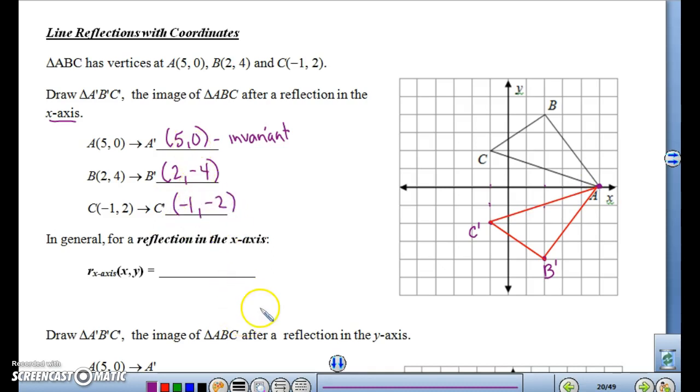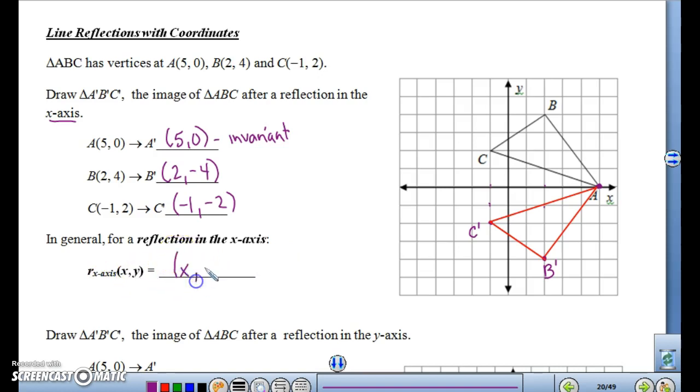Now let's look at the coordinates that we have here. We might notice something interesting about the coordinates. In general, for reflection of the x-axis, well, this is an invariant point, so that doesn't really help us, but look at B and C. B was at 2, 4, went to 2, -4. C is at -1, 2, went to -1, -2. What happened to the coordinates? Well, did the x change? No. But did the y? Yes, it did.